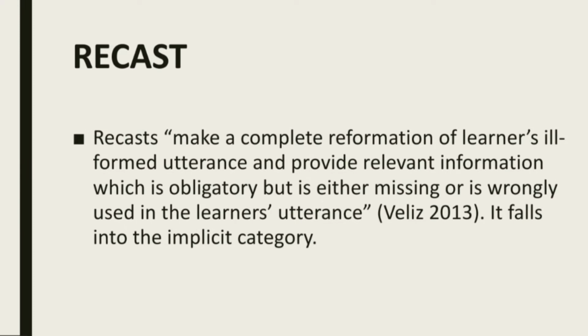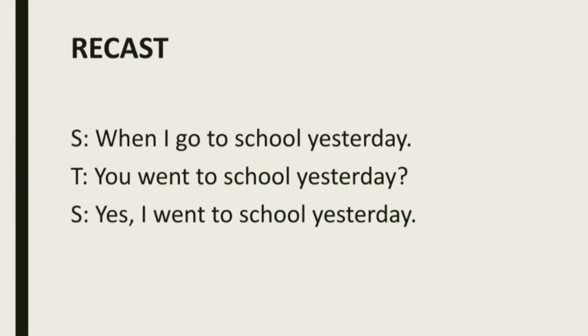Recast makes a complete reformation of learners' ill-formed utterance and provides relevant information which is obligatory but is either missing or is wrongly used in the learner's utterance. It falls into the implicit category. Here's an illustrated example where the teacher provides feedback in the form of recast. Student, would I go to school yesterday? Teacher, you went to school yesterday? Student, yes, I went to school yesterday. So in here, the teacher reformulates parts of the student's utterance minus the error.